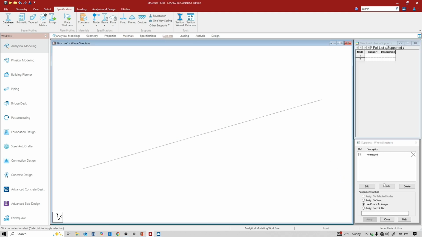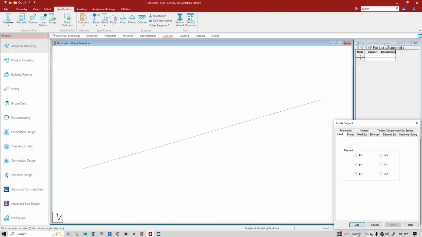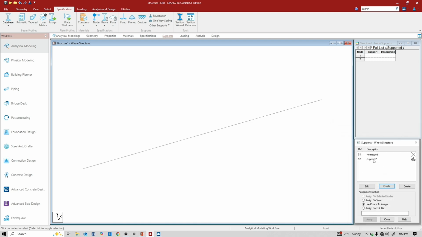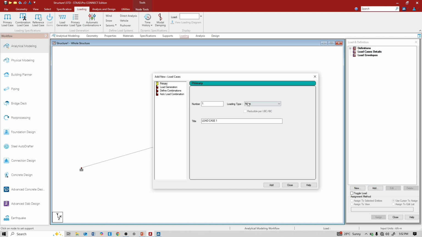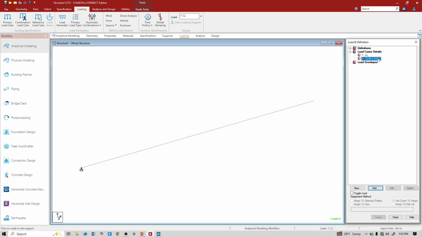Now fix support at one end, fix, add. Click on support, use the cursor to assign this fix. Now loading, load case details, add. Load type is live load and title is live load. So add, close. We need only one load, live load.